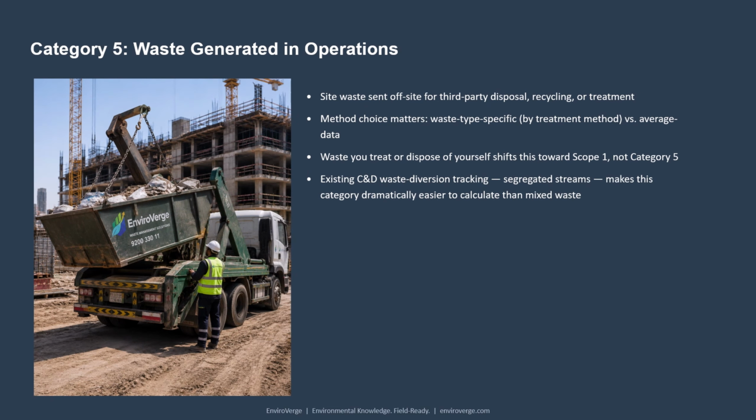Category 5 is site waste sent off-site for third-party disposal, recycling, or treatment. Method choice matters here: waste type specific, by treatment method, or average data. Waste you treat or dispose of yourself shifts towards Scope 1, not here. If you're already segregating C and D waste streams, this category gets dramatically easier to calculate than mixed waste ever would.